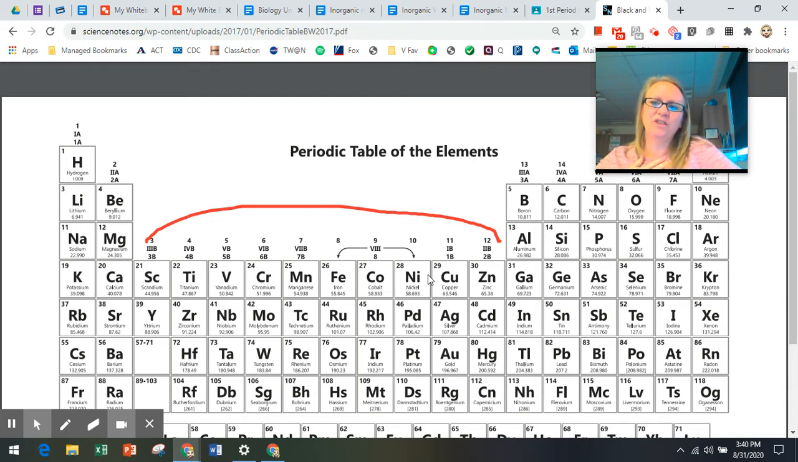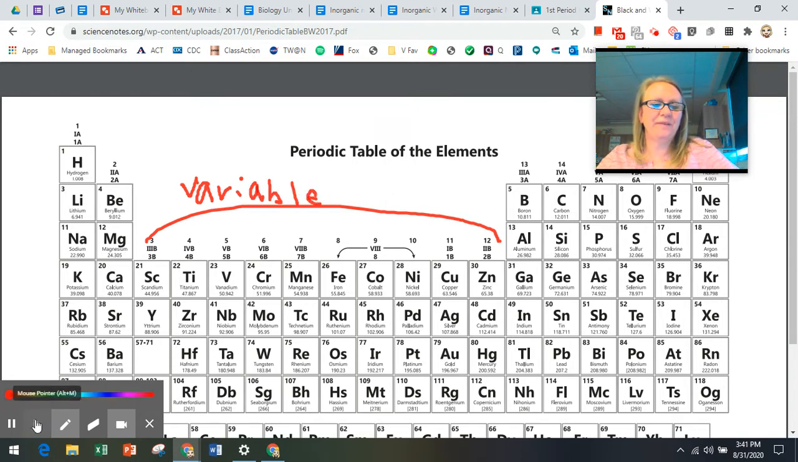And so if I ever asked you to find the valence in chromium or iron or cobalt, any of these ones that are in this section, you would just say that the number varies. So it's a variable number, and sometimes it's 1, sometimes it's 2, sometimes it's 7. So you wouldn't be able to give me an exact number. It's variable, so it varies. Not specific.